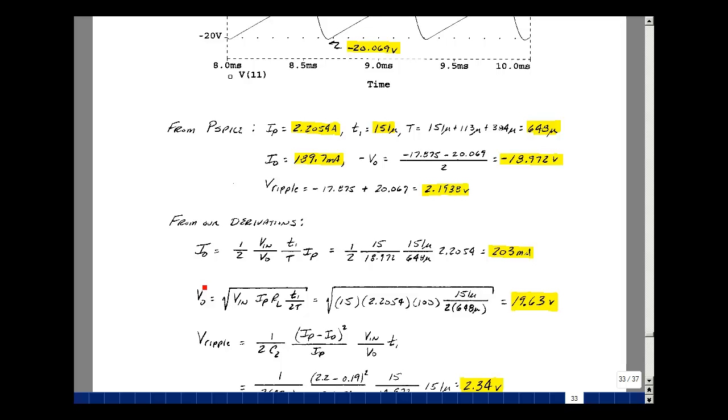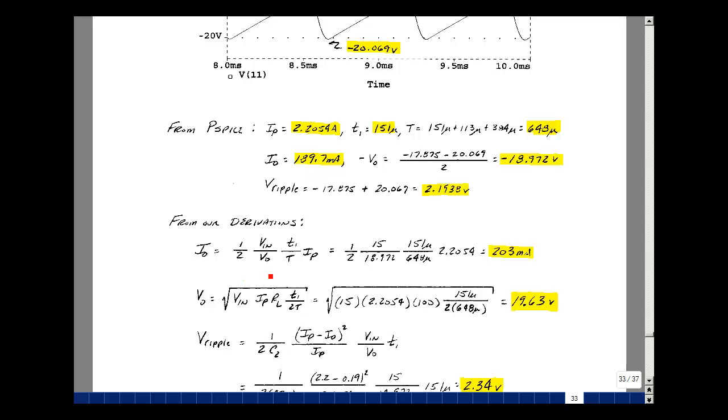Using our formula for I0, we have 1/2 times Vin, which is 15, Vout, which is 18.972, T1 was 151 microseconds, and the period was 648, and the peak current was 2.2054 amps. That's 203 milliamps. And that compares somewhat close to the value over here of 189.